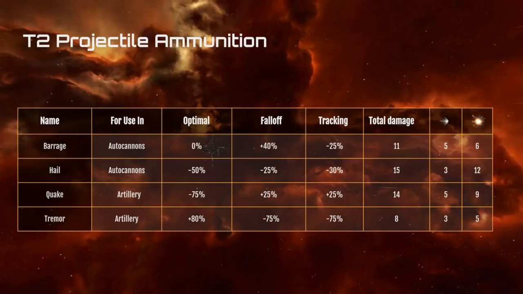Now, Quake has the benefit that you get an increase in fall off and an increase in tracking, but a big reduction in optimal. So this is your short range ammunition. However, it does almost as good a damage as Hail. Again, very explosive heavy. Tremor, however, almost doubles your optimal distance, but your fall off basically falls off. You know, it's like the front of the ship fell off. You get a 3/4 reduction in your fall off distance and a 3/4 reduction in your tracking.